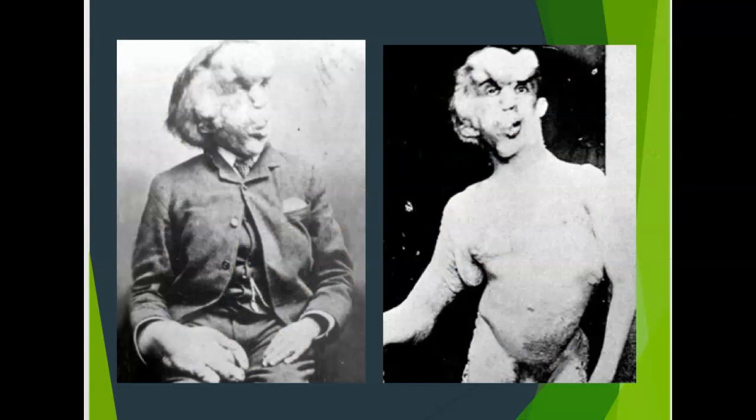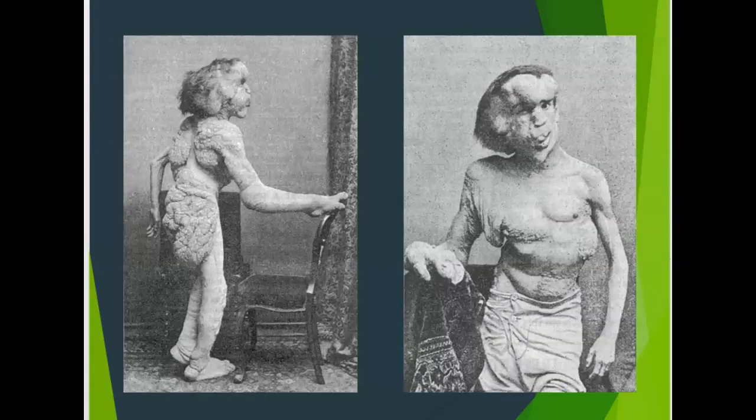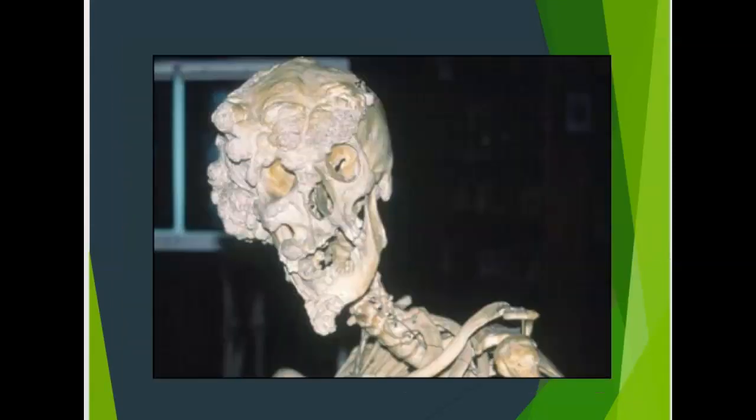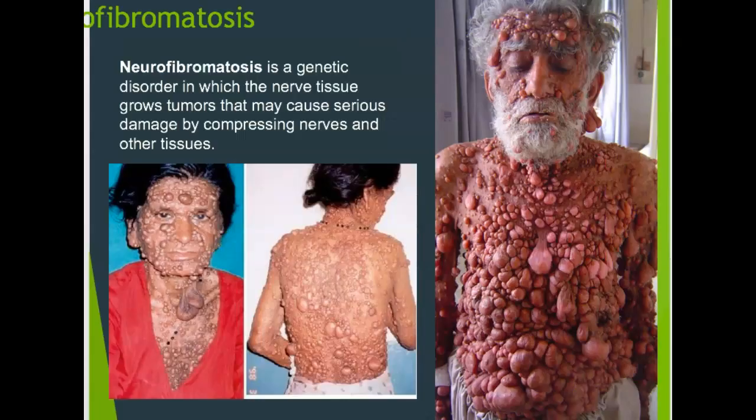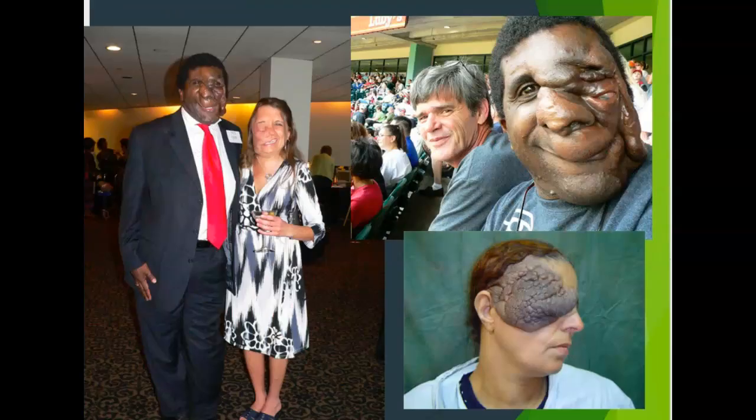So I'm just going to quickly go through some of the pictures that we have, and just multiple different mutations. Neurofibromatosis, not fibromyalgia. It is a genetic disorder in which the nerve tissue grows tumors. So all of these are tumors. So I guess that's what that picture was up there. So these are awful. Tumors that cause serious damage by compressing nerves and other tissues. Those are on the outside.